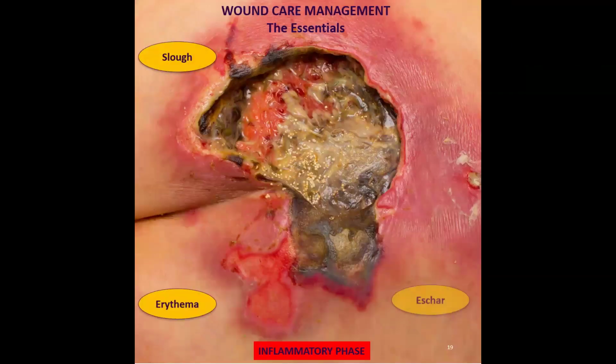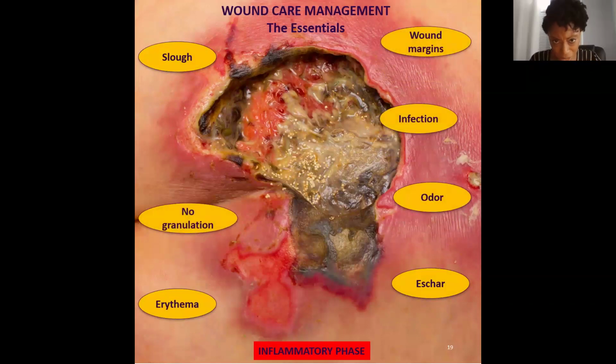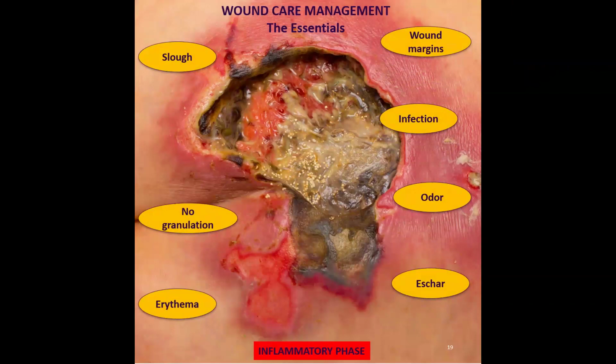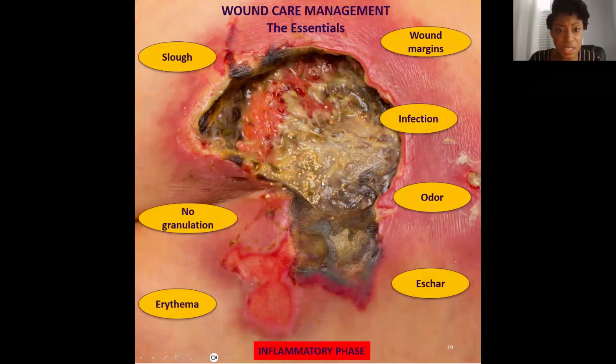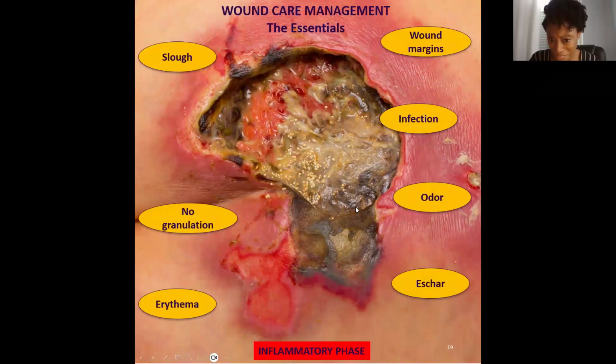So here is a picture of a wound that we don't like to see, okay? So we hate this type of thing because it has everything wrong with it, including erythema, necrotic tissue. It's clearly infected, odor. I can smell it through the screen. As a matter of fact, that's how bad a wound like this can be. And when we see this, we know that it's stuck in the inflammatory phase. And in fact, in this case, it's clinically infected.